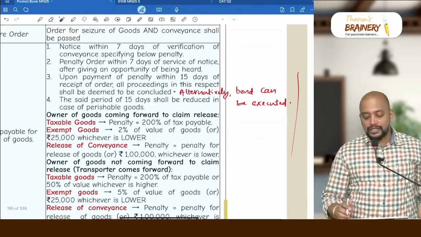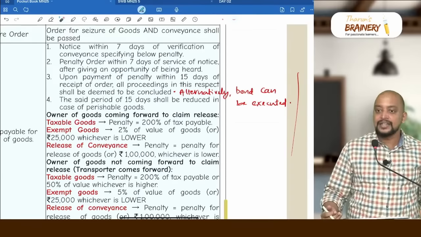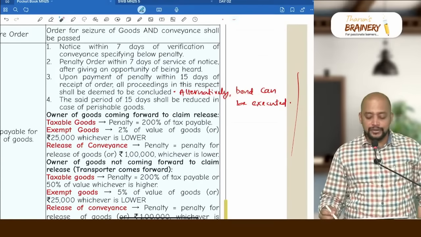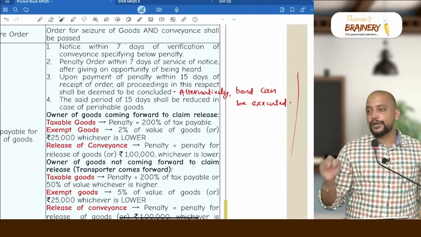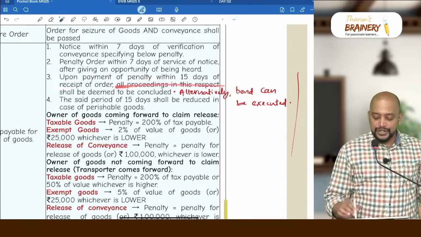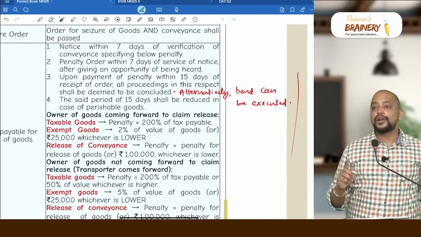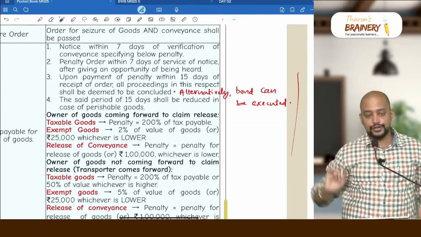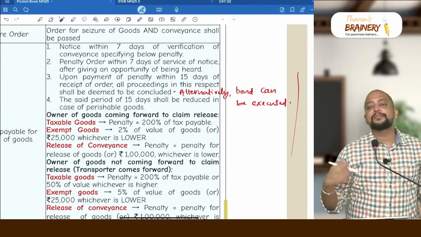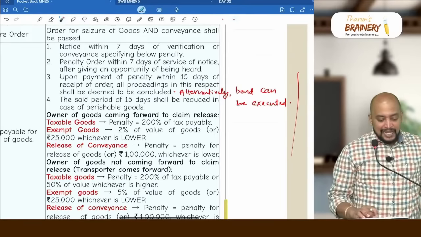Write down one more point: alternatively, bond can be executed. Yes, there is a possibility of a bond being executed in this case; it is not necessary that we pay the penalty, a bond also can be executed. So for the third point you write down: upon payment of penalty within 15 days, the proceedings shall be deemed to be concluded, alternatively bond can be executed. This bond point is common, we have the bond point there also, and here also. The set period of 15 days can be reduced in case of perishable goods. Once a penalty order is passed, maybe only 2 days may be given if the goods are perishable in nature.